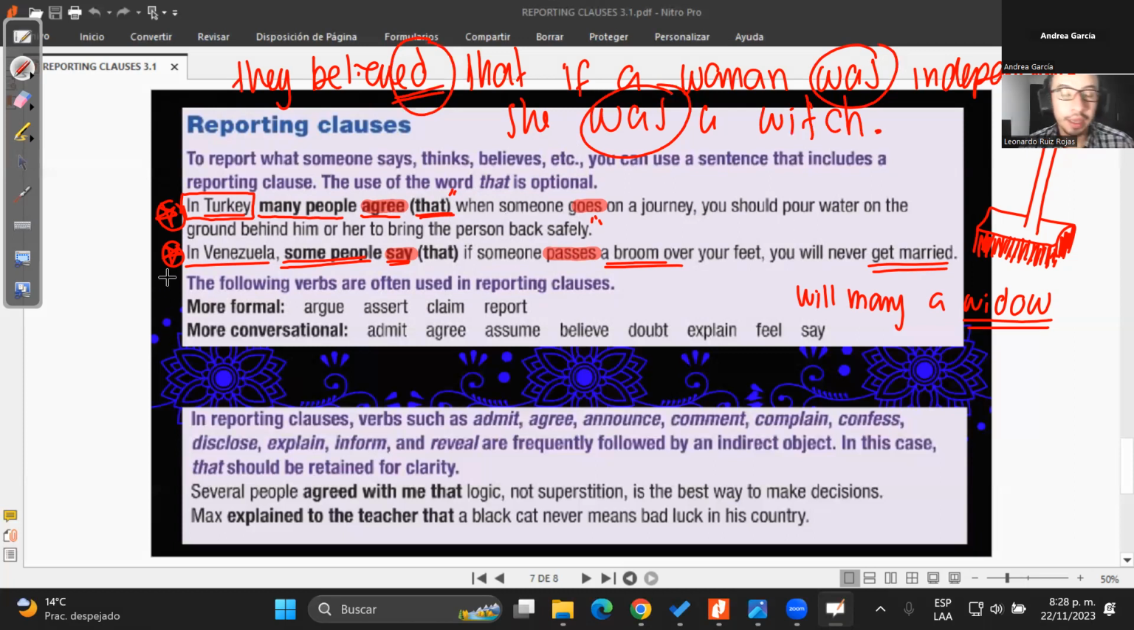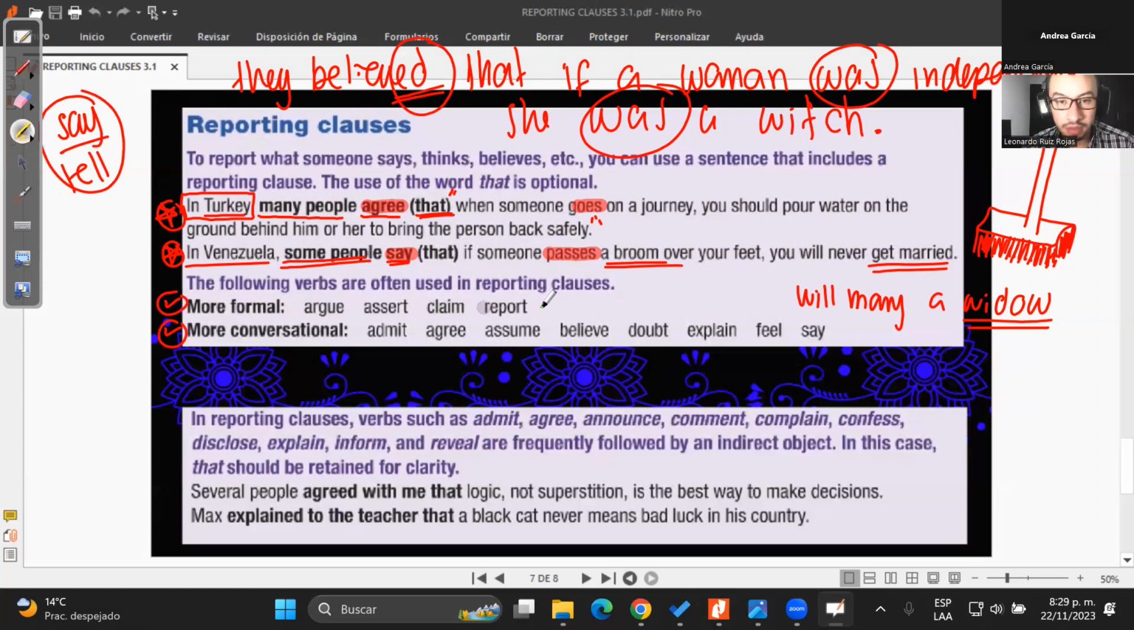Good. So we have here some reporting verbs, some formal, some more conversational. Because we always say and tell, those are the most common ones, but here we have others, right?